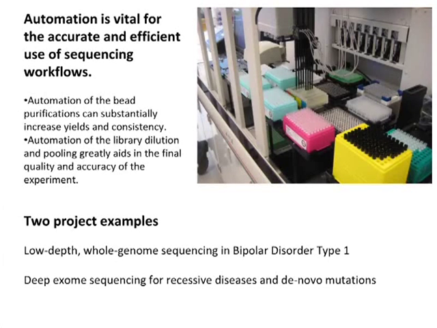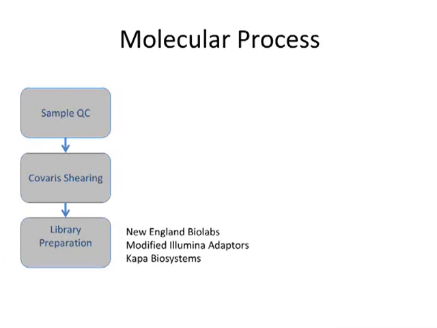So, two project examples that I'll touch on that I mentioned earlier: low-depth whole genome sequencing in bipolar disorder type 1, and then just general exome sequencing overall. In our case, often we use that for recessive diseases and in the discovery of de novo mutations. But for the purpose of this presentation, it really is general exome sequencing.